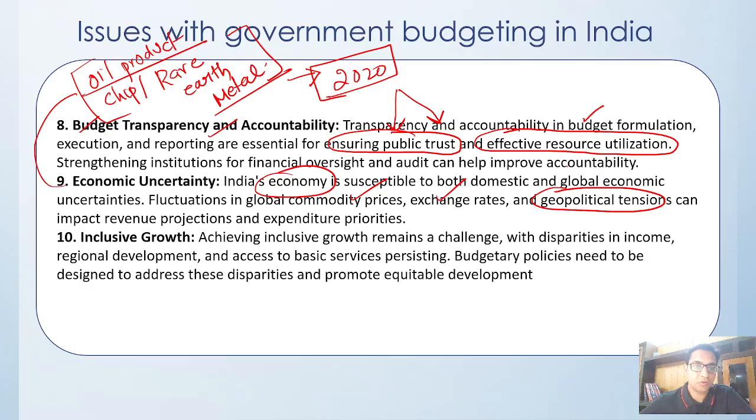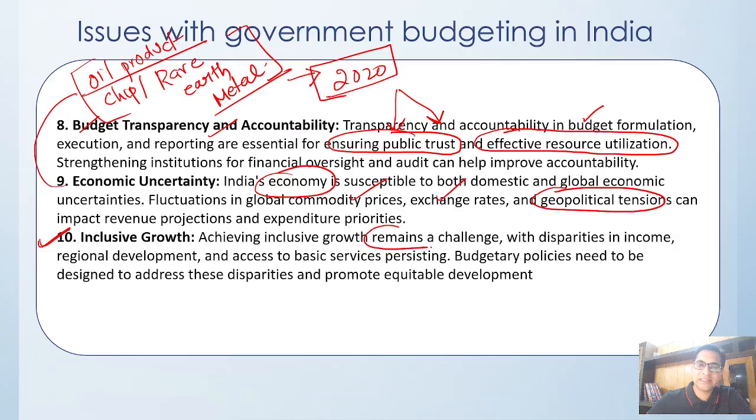Israel-Hamas war and the Russia-Ukraine war that are going on. Because of all these uncertainties, there have been sudden ups and downs in our revenue and expenditure projections. Inclusive growth, for that we have already taken a separate lecture.